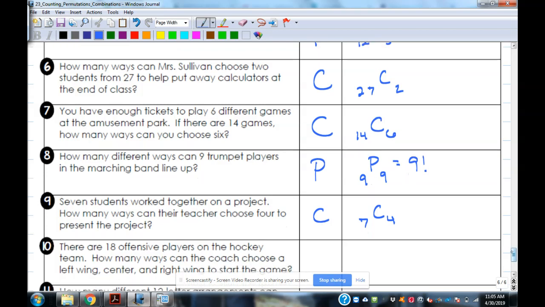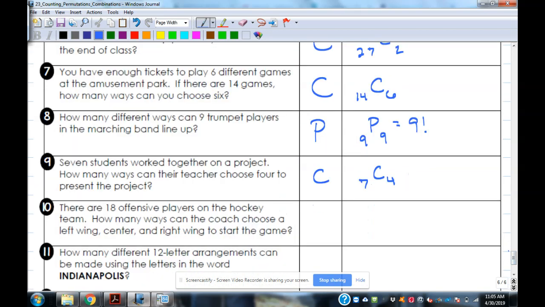There are 18 offensive players on the hockey team. How many ways can the coach choose a left wing, center, right wing to start the game? So permutation, because if you're a left wing, you can't be the center, right? If you're the center, you can't be the right wing. So order matters there because you have a position. It's not a rank, but it's a position. So that's a permutation. That's the tricky part of that one. 18, permutation 3.